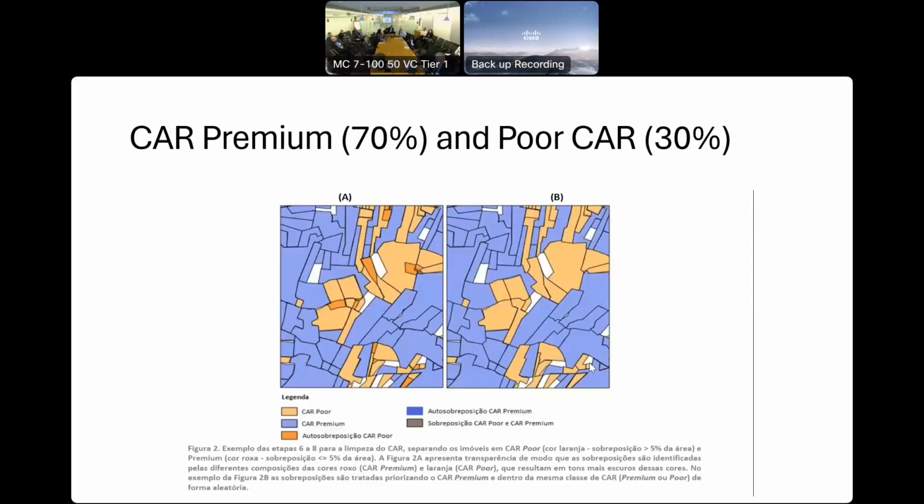So one of the things we noticed, I'm talking already quite a bit, is how do we deal with the overlappings that we have? Because we have to clean that up. So we created two figures here. One is the CAR premium, and the CAR poor, what we call. So the CAR premium is the one that is more or less clear, most of it, no overlaps. And the CAR poor has a bit more overlaps, but as we don't have other information, we use that. That's more or less the way we are always doing, trying to get as far as possible.